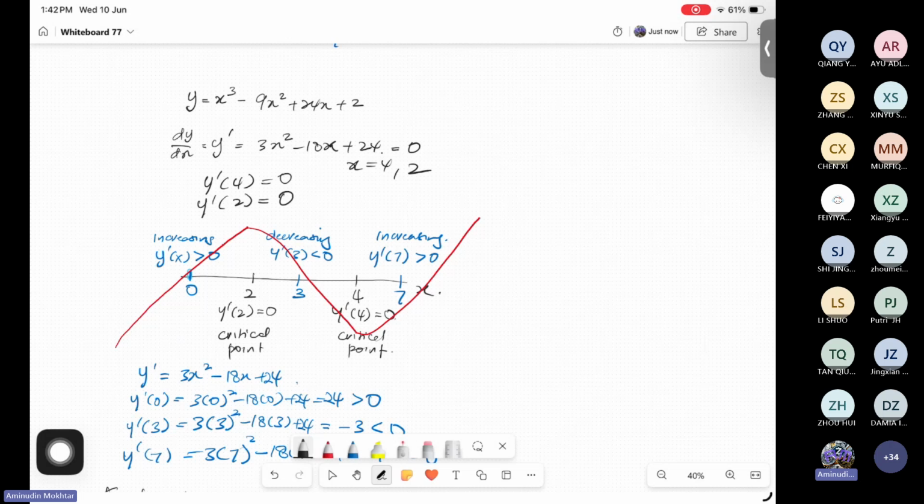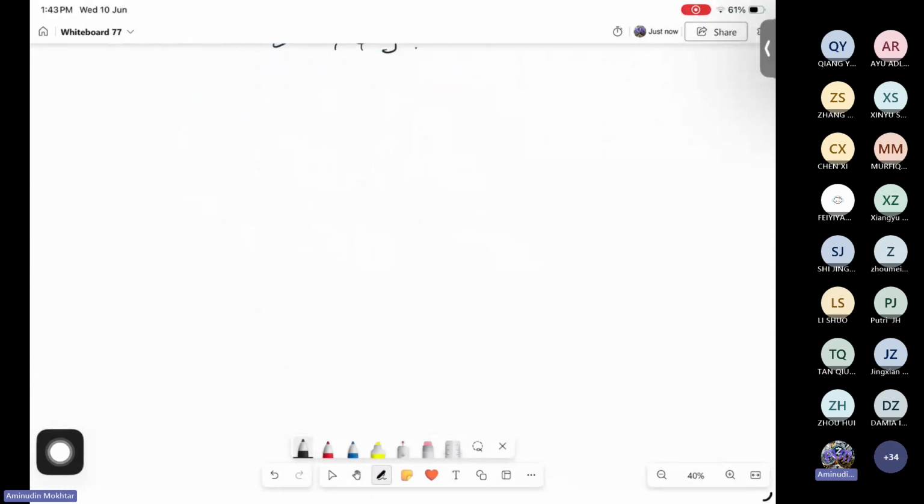Okay, based on this concept, the next one is about the application of derivatives. Please refer to page 2. Application of derivatives.